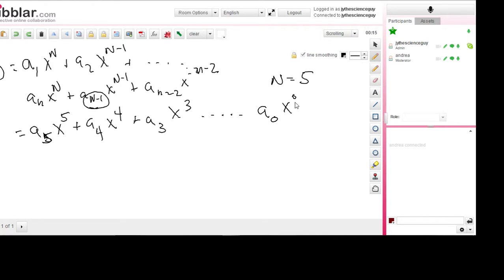I think it's 1. So let me show you how this relates to real numbers. If I did 7x to the 5th plus 4x to the 4th minus 6x to the 3rd minus 17x squared plus x minus 15.